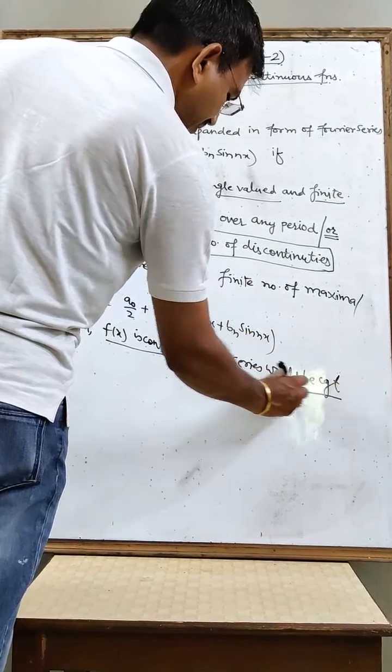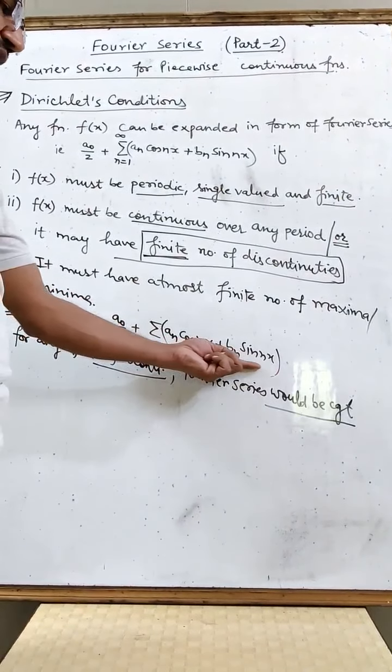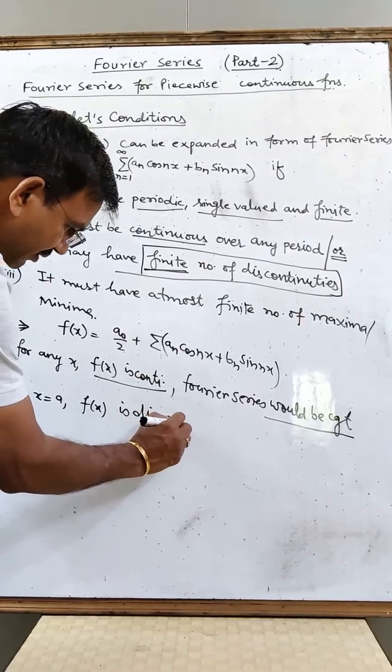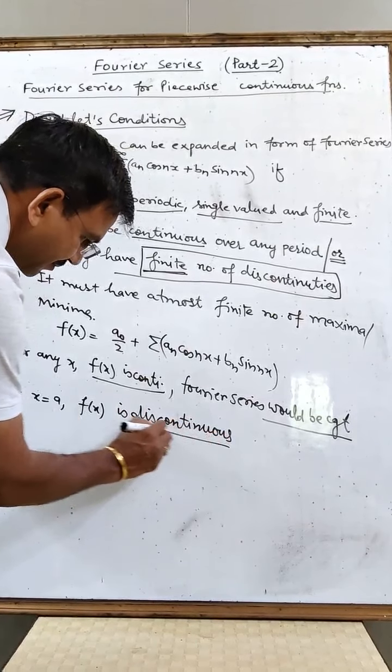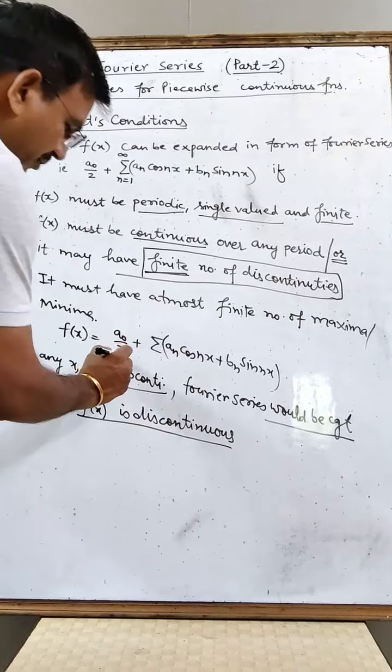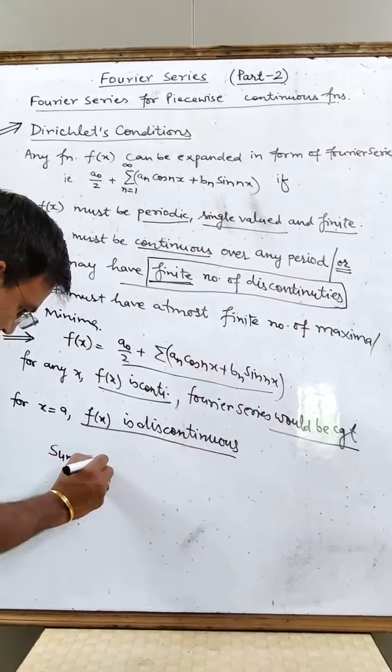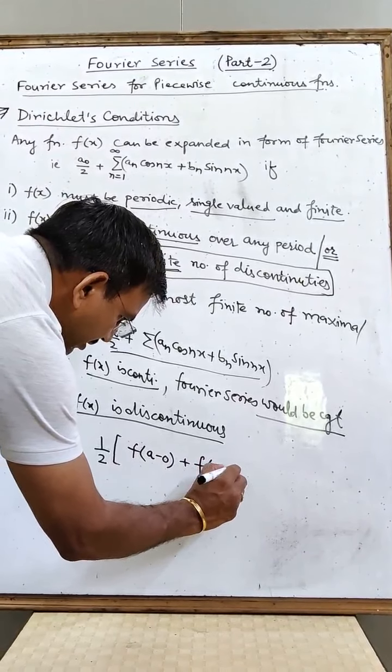But at the point of discontinuity, what would be the sum of this series? This is important. At the point of discontinuity, suppose for x is equal to a, f(x) function is discontinuous. Then what will be the sum of this Fourier series? Then this sum is the mean of left hand limit and right hand limit at this point x is equal to a. That is, f of a minus 0 plus f of a plus 0, divided by 2.